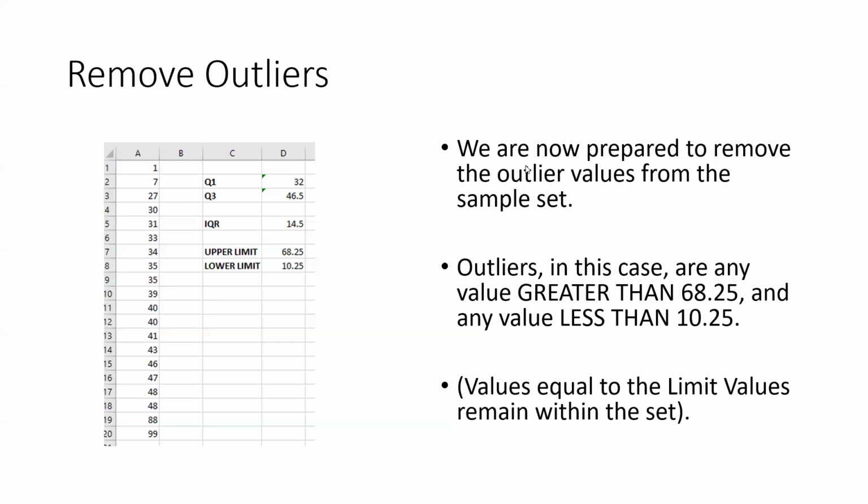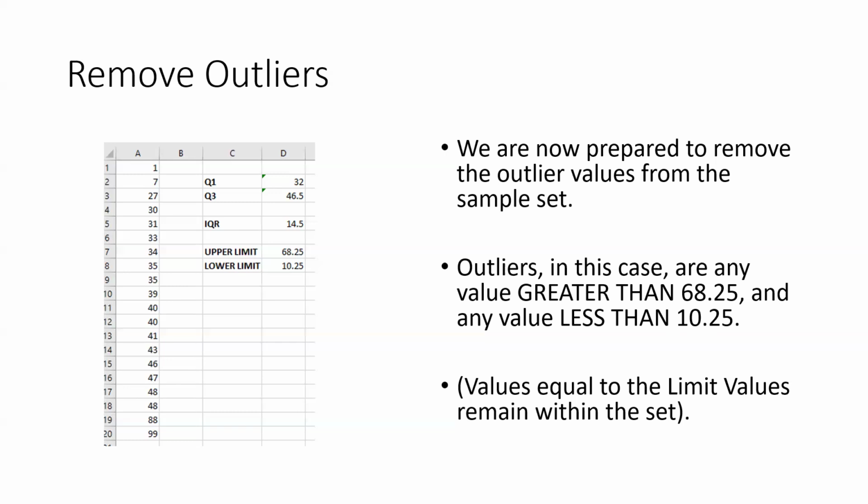So we are now prepared to remove the outlier values from our sample set. Outliers in this case are any value greater than, not greater than or equal to, greater than. So if you have a value that equals 68.25, by the methodology which we're employing, we leave it in the set. It's only values greater than 68.25. And any value less than 10.25. Remember, if it's equal to 10.25, we keep it in. It has to be less than.